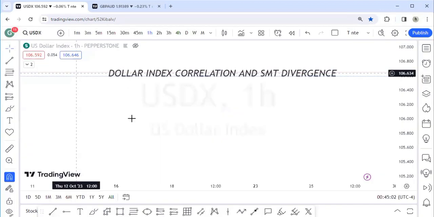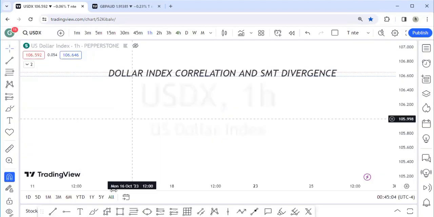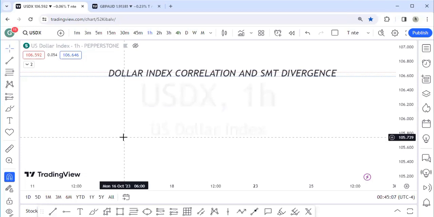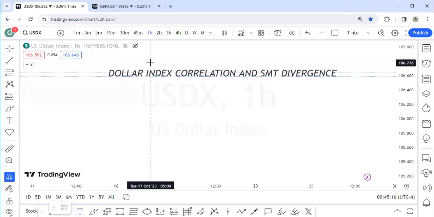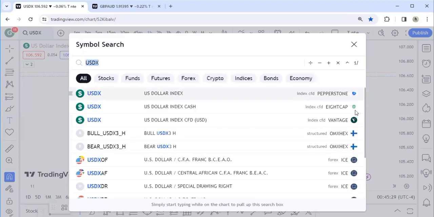Now, the dollar index is correlated with different pairs. The dollar index represents the dollar, so you are referring to the strength and the weakness of the dollar. You can always see the dollar index on your chart. Just simply come to this point here and type in dollar index. You can see them by different brokers, like 8 Cap, Vantage, Pepperstone. I'm using the one by Pepperstone for this teaching.